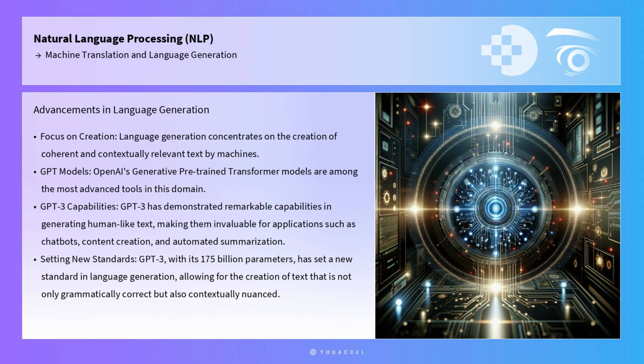Language generation, on the other hand, focuses on the creation of coherent and contextually relevant text by machines. OpenAI's generative pre-trained transformer models are among the most advanced tools in this domain. These models, particularly GPT-3, have demonstrated remarkable capabilities in generating human-like text, making them invaluable for applications such as chatbots, content creation, and automated summarization. GPT-3, with its 175 billion parameters, has set a new standard in language generation, allowing for the creation of text that is not only grammatically correct, but also contextually nuanced.